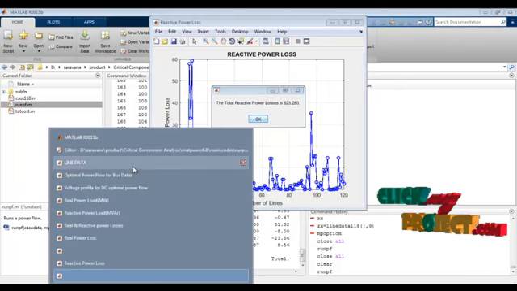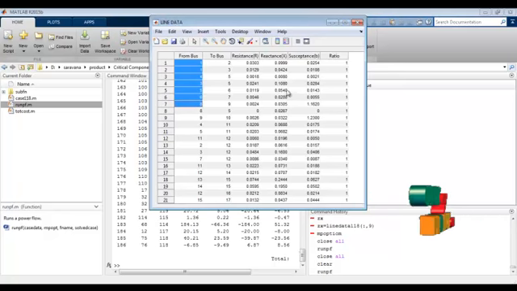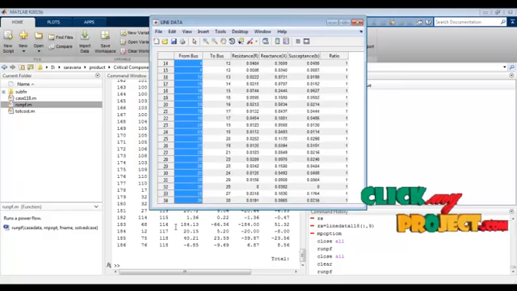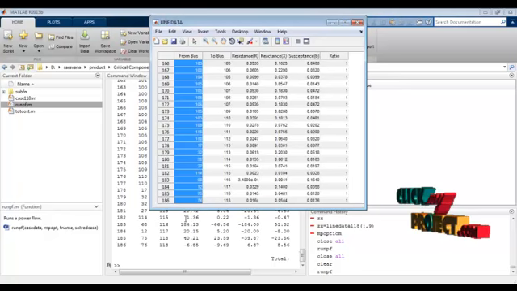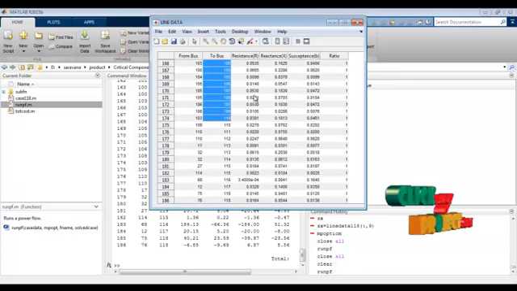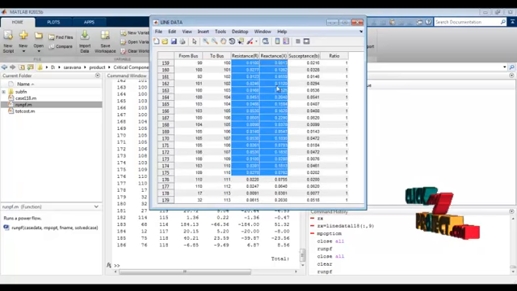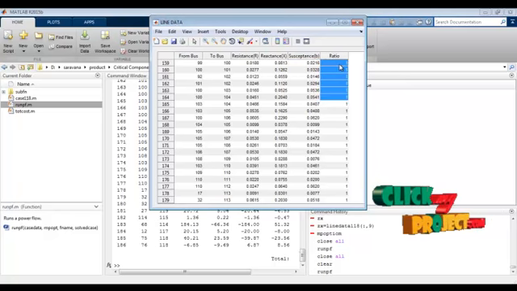And next you can see our line data. This is our from bus. We have different types of lines, a very large number, nearly 182 lines interconnected. These are from bus, these are to bus, and these are our line resistance, reactance and susceptance values, and the transformer ratio is given. So this is our line data of the 118 bus system.